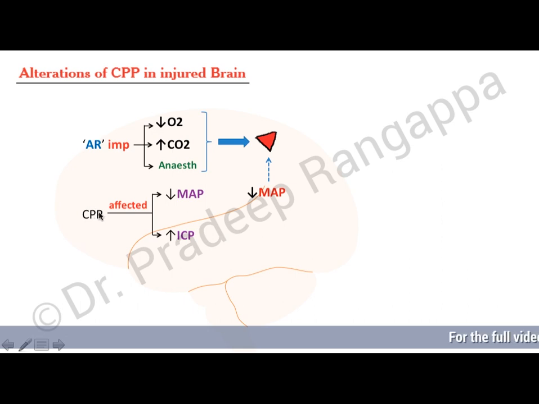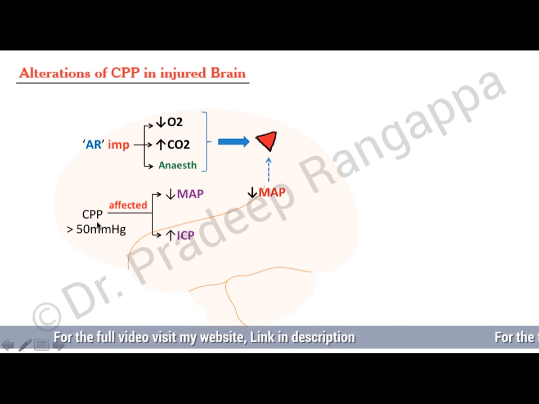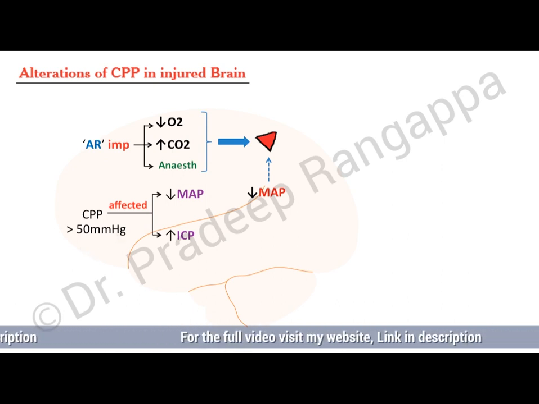So your cerebral perfusion pressure is affected predominantly by two factors: reduction in MAP, because as I said, CPP is mean arterial pressure minus ICP. If your MAP comes down, your CPP comes down. If ICP increases, your CPP comes down. That is quite intuitive to understand. Ideally, the critical threshold for CPP is 50 millimeters of mercury, and we are expected to maintain more than 50, because, as in the previous graph, only after 50 is your cerebral blood flow optimal.